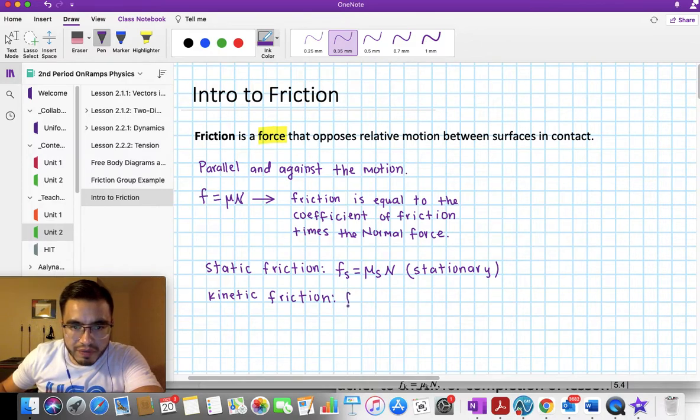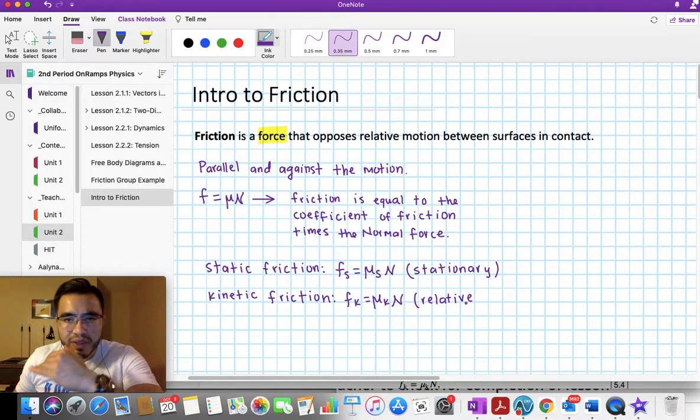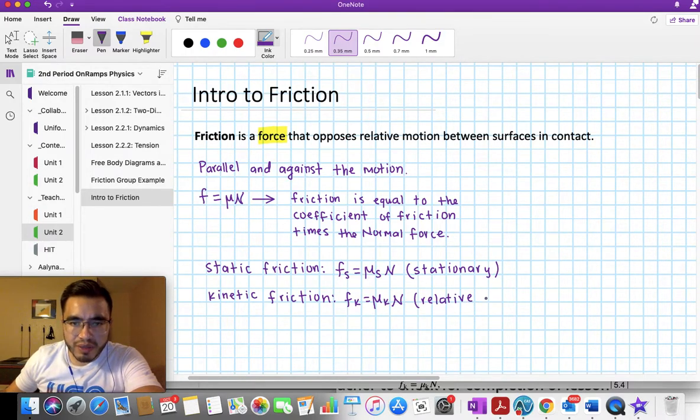So it would be friction kinetic is equal to coefficient of friction kinetic times the normal. In this one you have relative motion, that is, when the box or the block is sliding down the inclined plane. I think you're going to have a problem with someone skiing and going down the hill. So there's relative motion, there's motion, so you have kinetic. Okay.